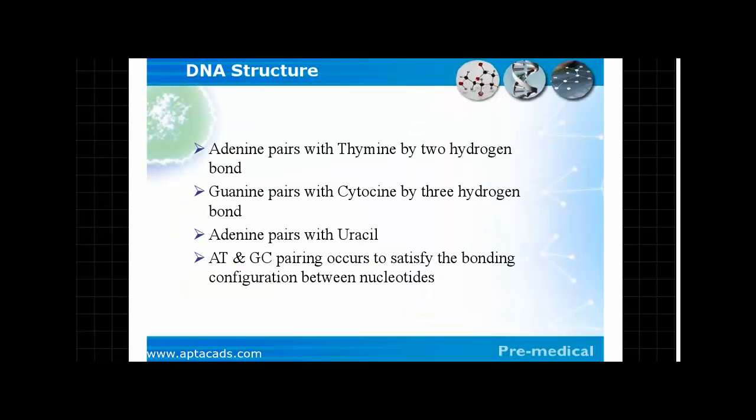Now let's conclude. The DNA structure consists of nitrogenous bases, sugar and phosphate. In the DNA molecule, adenine pairs with thymine by 2 hydrogen bonds, guanine pairs with cytosine by 3 hydrogen bonds, and adenine pairs with uracil in case of RNA. Adenine and thymine, and guanine and cytosine pairing occurs to satisfy the bonding configuration between the nucleotides.